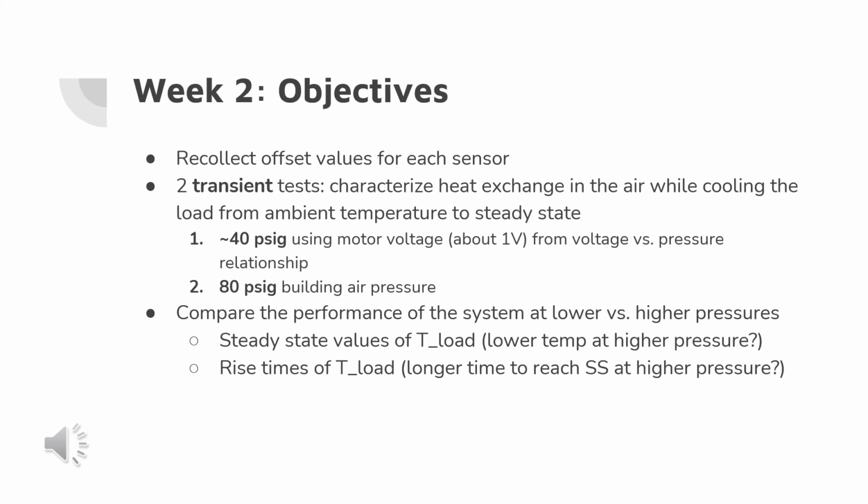For the first test, we will be using a pressure of about 40 psi found from the motor's pressure-voltage relationship discussed previously. The voltage that produces this is about 1 volt. The second test will be using a gauge pressure of 80 psi using the building's air. After this, we will compare the performance of the system for these different tests, such as the steady state values and rise times of the load temperature.